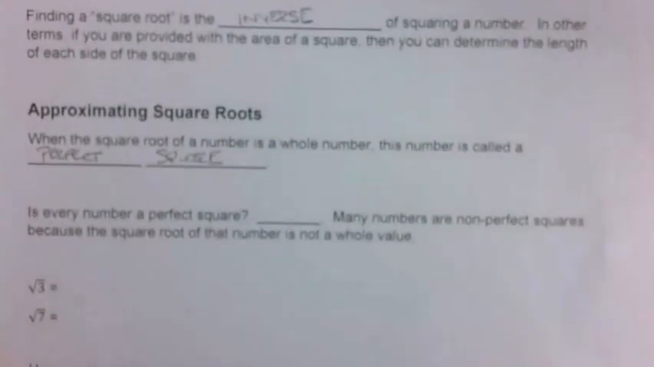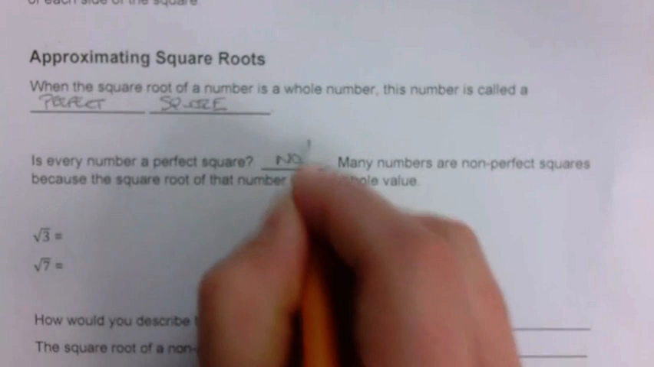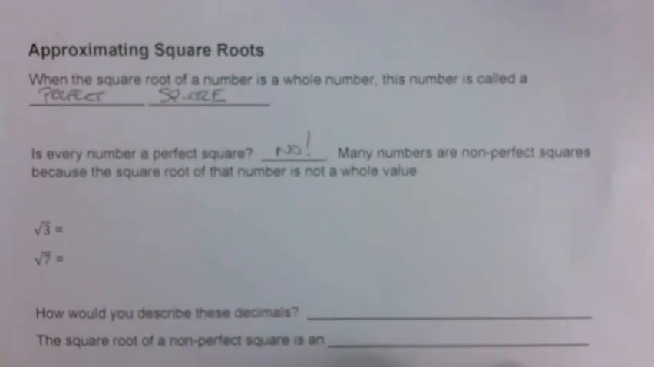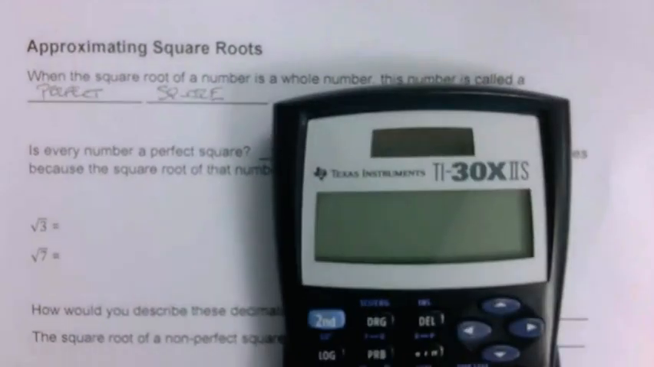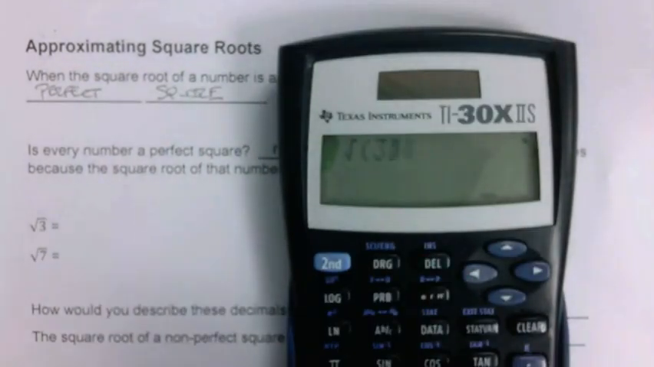Now, is every number a perfect square? Well, of course not. No, not every number is a perfect square. Many numbers are non-perfect squares because the square root of that number is not a whole value. Take, for example, the square root of 3 and the square root of 7. If I were to use my calculator and type in the square root of 3, there we go, square root of 3.